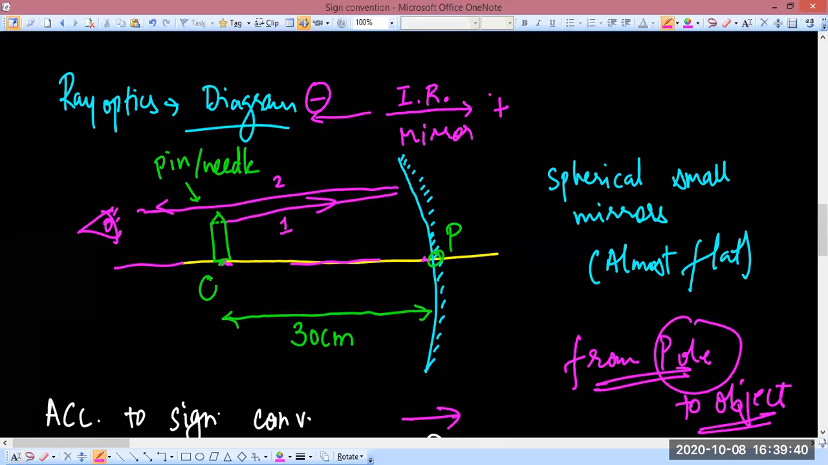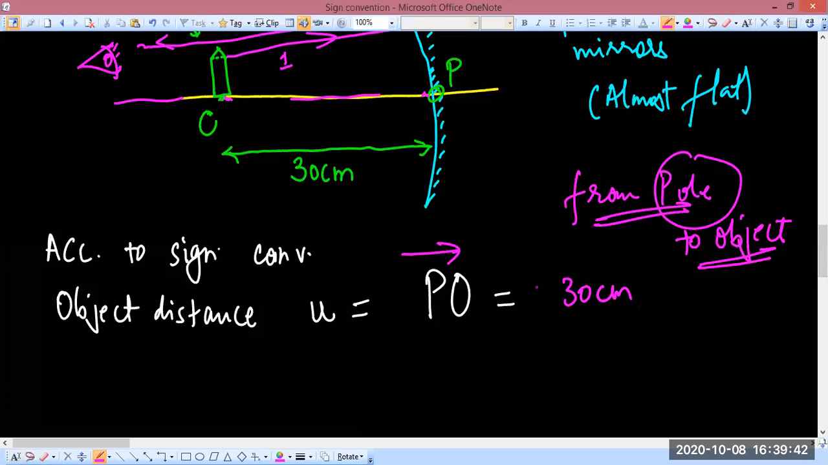So the answer plus 30 should not come. This should be minus 30. Is that clear? Okay.